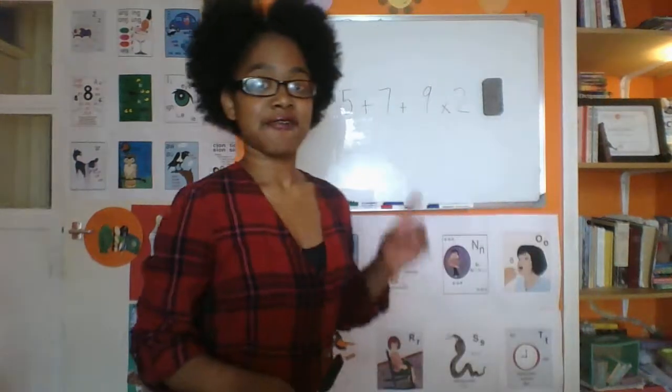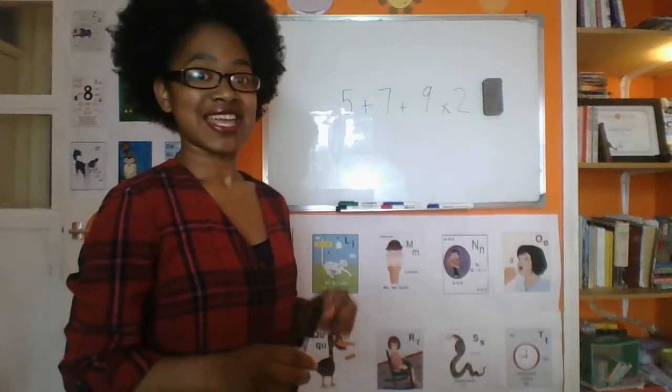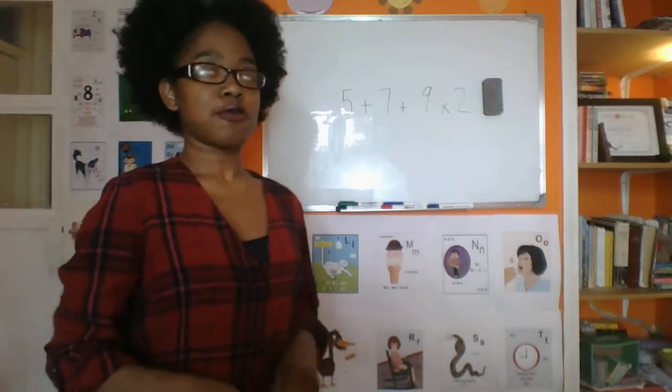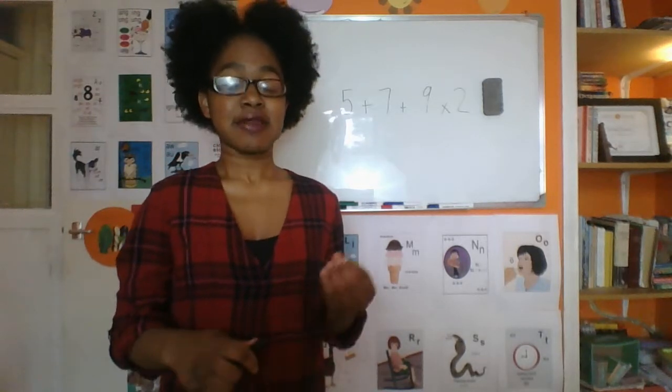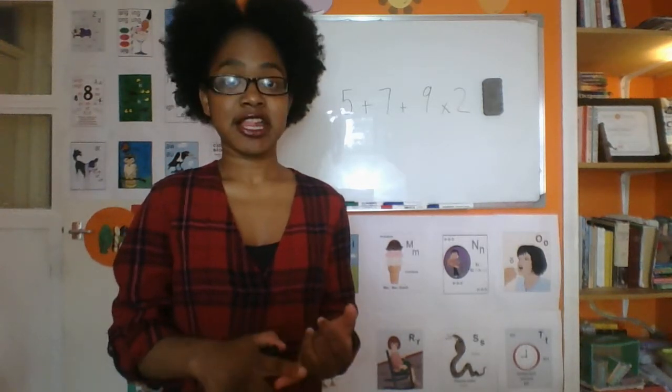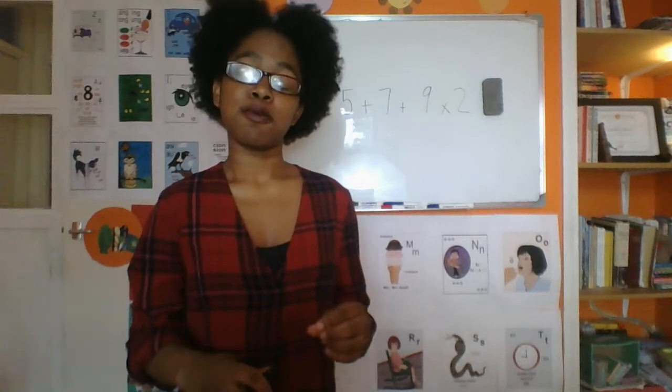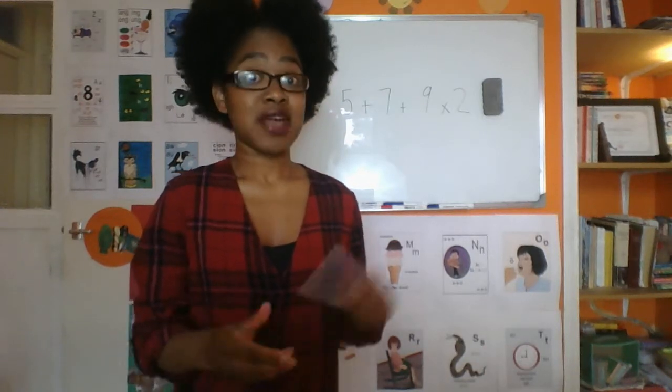You'll have something like 5 plus 7 plus 9 times 2. So we've got two operations there. There's two mathematical operations. We've got addition and we've also got multiplication. Which one do you use first? Because there's different ways of reading this.